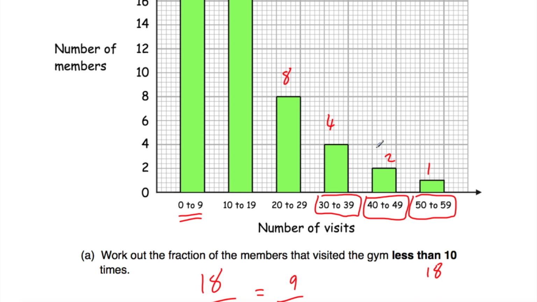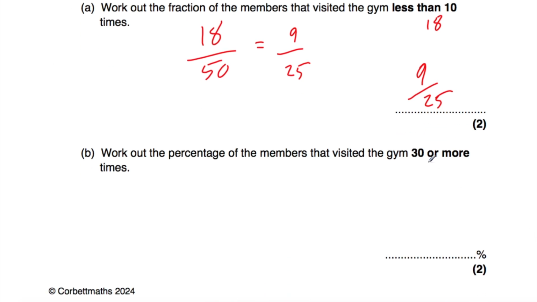So that's 4 plus 2 plus 1. 4 plus 2 is 6, plus 1 is 7. So 4 plus 2 plus 1 is equal to 7 members that visited the gym 30 times or more. So if we go down here, there's 7 members that visited 30 times or more. And the question says, work out the percentage of the members that visit the gym 30 times or more. Remember, there's 50 members altogether, so that's going to be 7 out of 50, or 7 50ths.